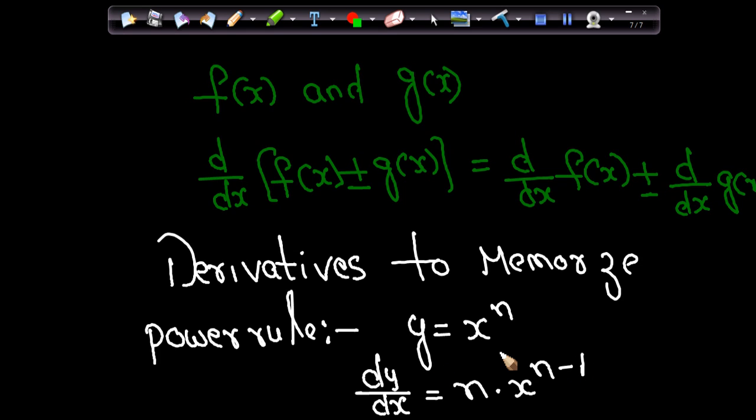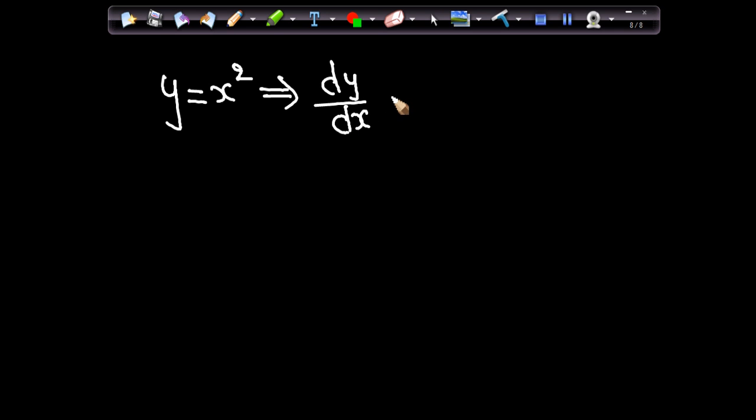So the first rule, which is most important to memorize, is the power rule. If y is equal to x power n, the derivative of y with respect to x is given as n into x power n minus 1. For example, take y is equal to x square. What is the derivative of y with respect to x? It is 2 into x power 2 minus 1, that is 2x.